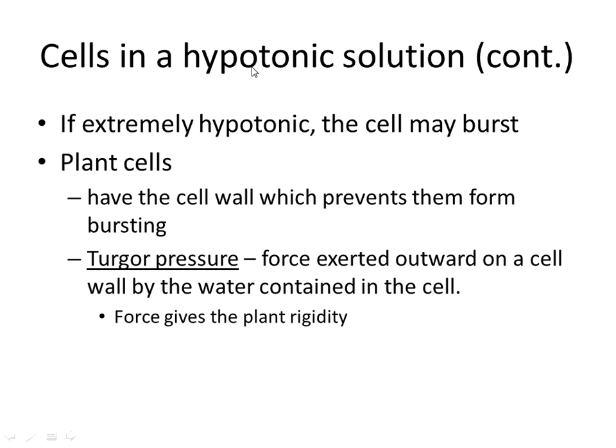Again, hypo with the O, the cell will grow, and if too much water comes in, it can cause the cell to burst. In plants, they have a cell wall, so they're not going to always burst, but the pressure on the inside of a plant cell is called turgor pressure. This is the force exerted outwards on the cell wall by the water contained within the cell. This gives the plant its rigidity or structure and strength.